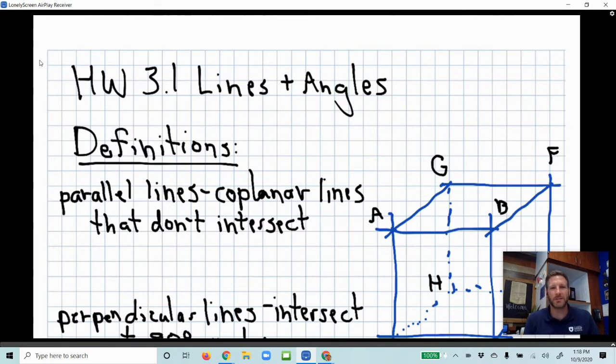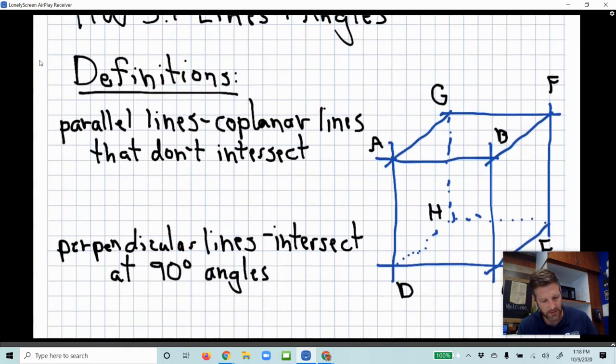So here's our first homework, definitions. We're going to be talking about lines and angles, in particular, these things called transversals. And so let's jump right in. But kind of the key is learning to identify different relationships between lines and their angles. So let's look at our first definitions here.